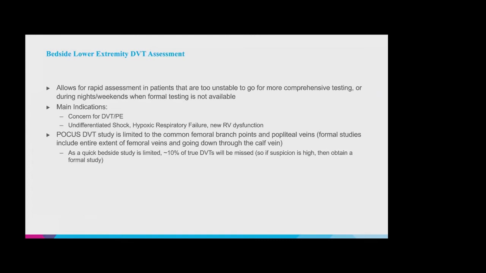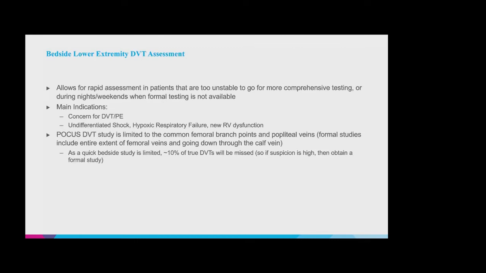So why do we do bedside DVT studies? Well, it allows for rapid assessment in patients who may be too unstable to go for more comprehensive testing, like formal DVT studies and CT angios, things like that. The main indication for when we would do it at the bedside, especially in the critical care setting, is if we're concerned for DVT-PE, if a patient has undifferentiated shock, if they're hypoxic but their chest X-ray is clear, right? Or if we did the bedside echo and they have RV strain.